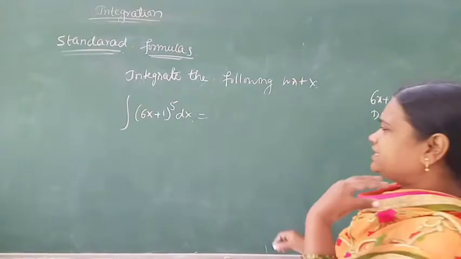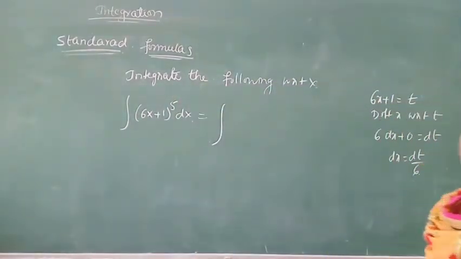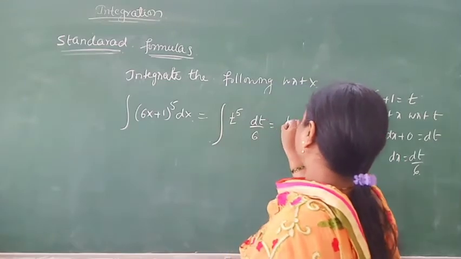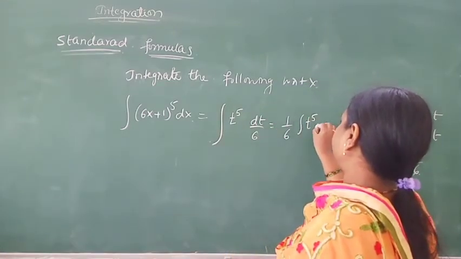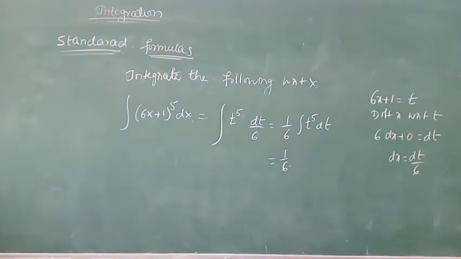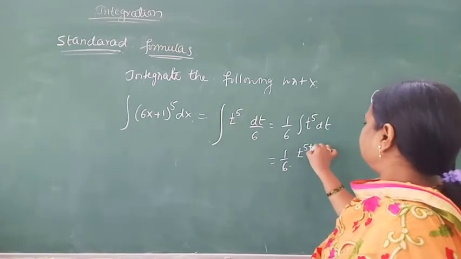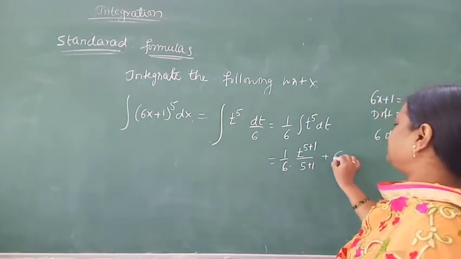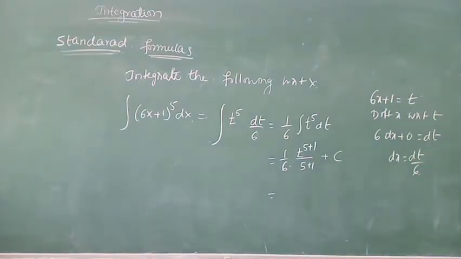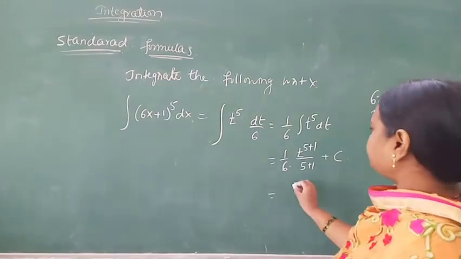Then we can write integration of (6x plus 1), which is t, so t to the power 5 times dt by 6, that is 1 by 6 integration of t to the power 5 dt. We know that integration of x to the power n is x to the power n plus 1 by n plus 1, therefore t to the power 5 plus 1 by 5 plus 1, plus c. Please remember that if the question is in terms of x, we always write the answer in terms of x.